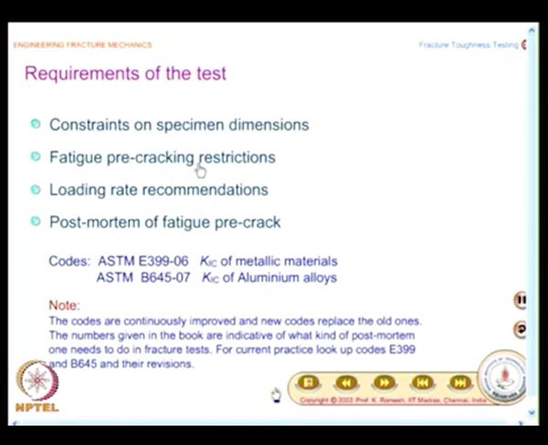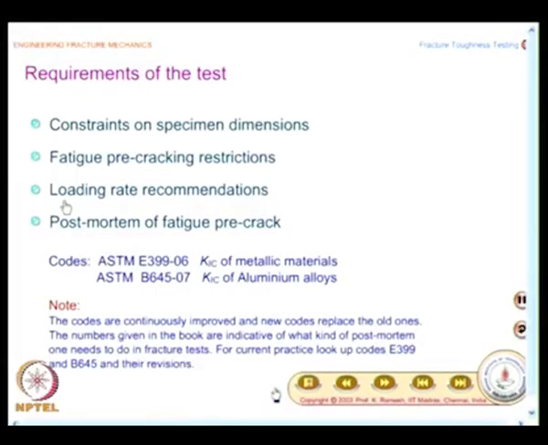Once you have a specimen with a natural crack, at what loading rate would you conduct the test? There are recommendations for that, because if you look at the fracture toughness testing, you have the specimen with a natural crack and then simply apply a monotonic load. You do the loading until the specimen breaks. So, after a fracture toughness testing, the specimen has to be broken completely by a monotonic loading. So, you have loading rate recommendations.